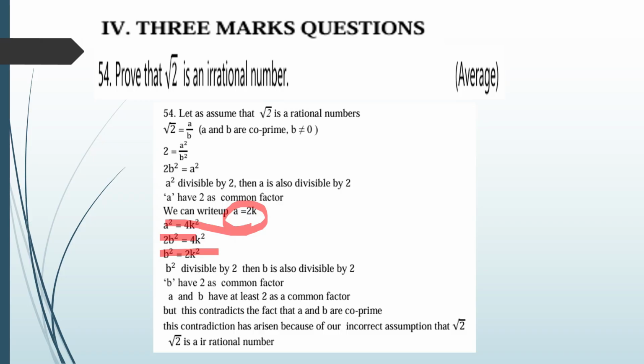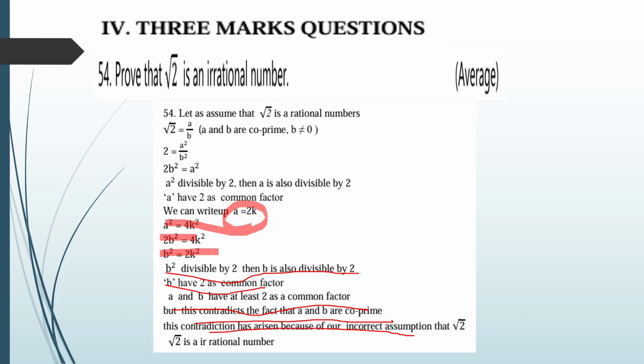Therefore, b square is divisible by 2. Then b is also divisible by 2. B has 2 as a common factor. A and b have at least 2 as a common factor. But this contradicts the fact that a and b are co-prime. Therefore, this contradiction has arisen because of our incorrect assumption. Therefore, root 2 is an irrational number.